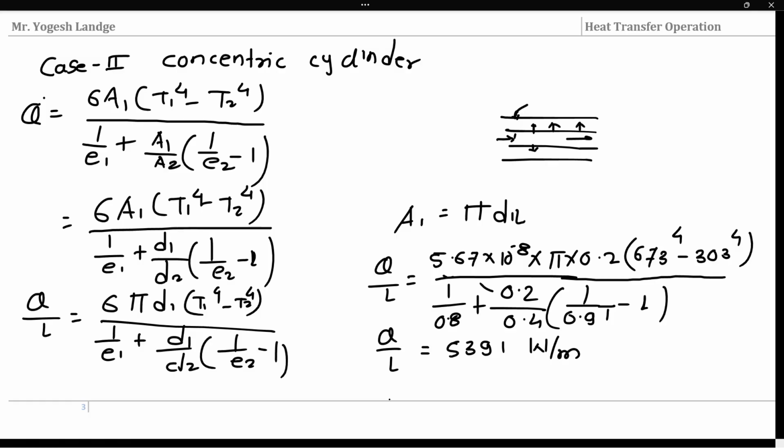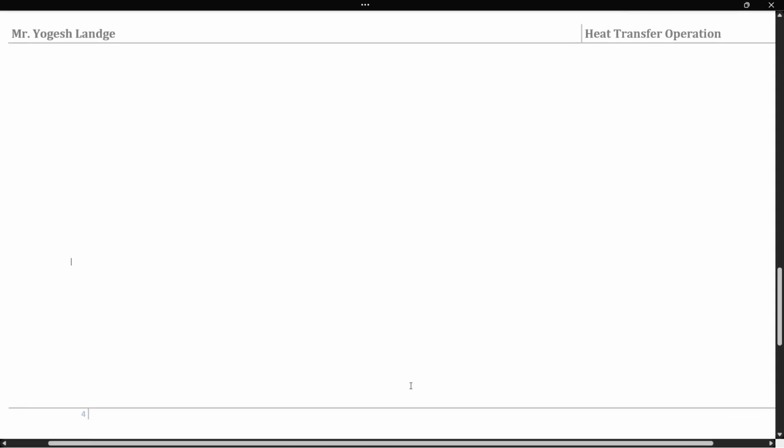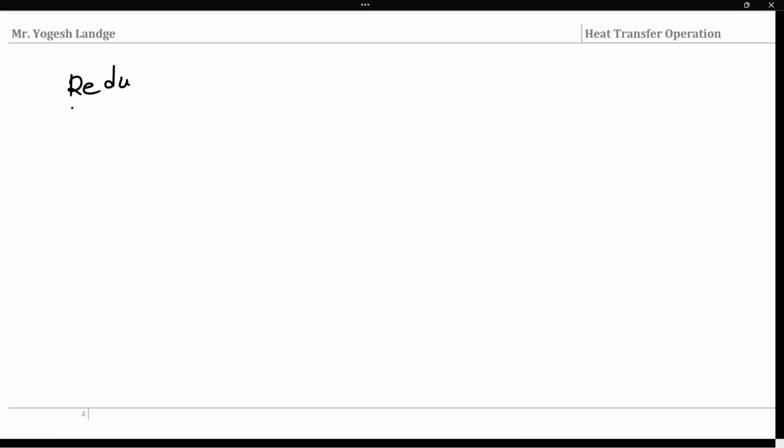Now, if I want to know the reduction in heat losses, if the question is like that, the reduction in heat losses when there is a concentric pipe and when there is only the surrounding, then for the first case, when the pipe is exposed to the surrounding, the value is 5603, and when the concentric pipe is there, it is 5391.